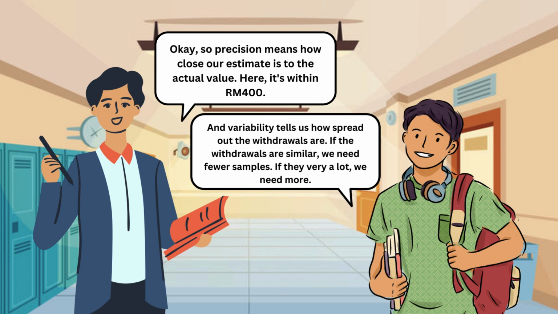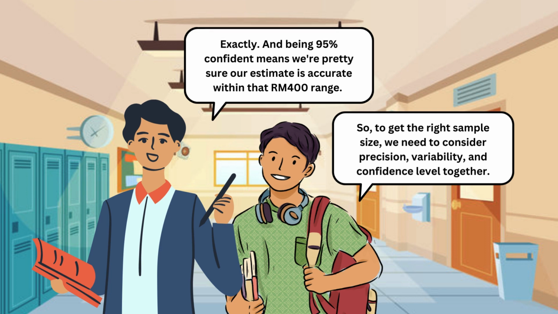And variability tells us how spread out the withdrawals are. If the withdrawals are similar, we need fewer samples. If they vary a lot, we need more. Exactly, and being 95% confident means we are pretty sure our estimate is accurate within that 400 ringgit range. So to get the right sample size, we need to consider precision, variability, and confidence level together.